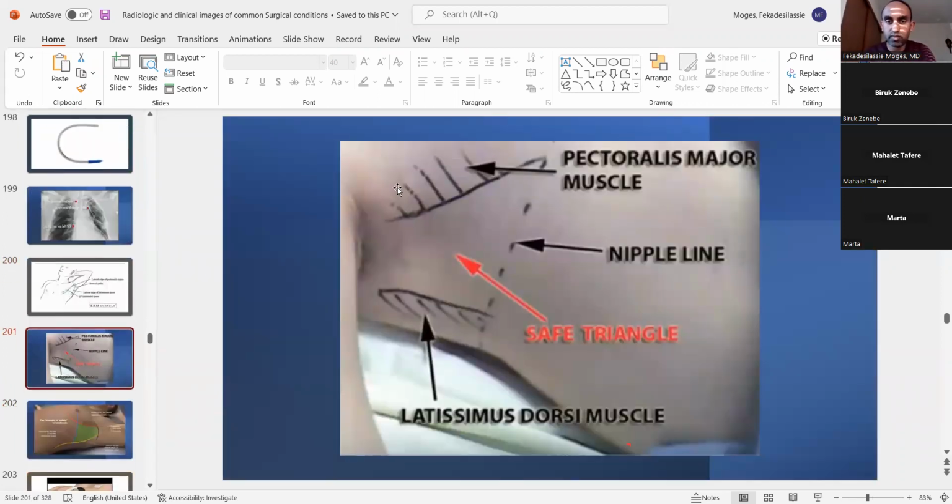So you can see the pec major muscle here, the lateral margin of the pec major. You have the latissimus dorsi, the medial border of the latissimus dorsi, and the nipple line. The nipple line is supposed to run through a horizontal line drawn through the fifth intercostal space. So this area is called the triangle of safety. It's away from important structures. If you introduce your chest tube in this area, you are safe. That's why they call it the safe zone or triangle of safety.